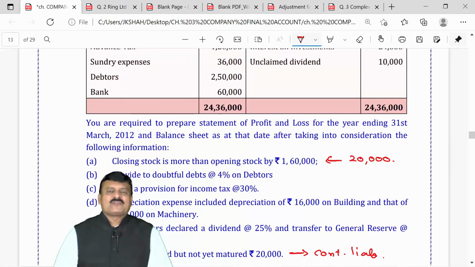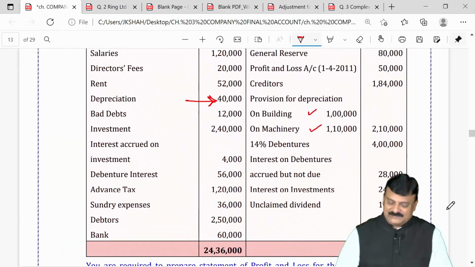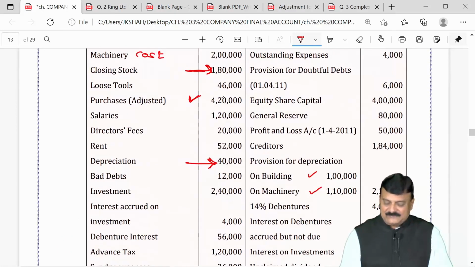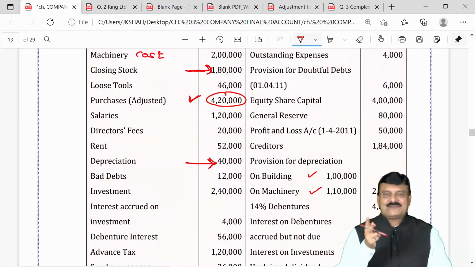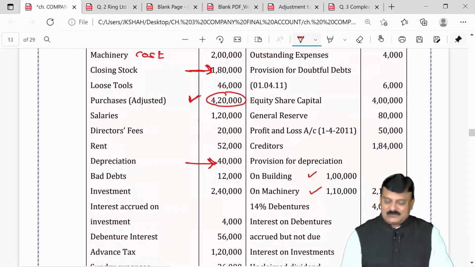A simple sum, not much more difficult, students. The only care to be taken is about the adjusted purchase given to you. What is my adjusted purchase? Adjusted purchase is 4,20,000. Adjusted purchase means opening stock plus actual purchase minus closing stock will give you adjusted purchase. So when you make changes, opening stock you already found out. Closing was 1,80,000. Opening is 20,000, right friends? And this 4,20,000. So that will be our item.